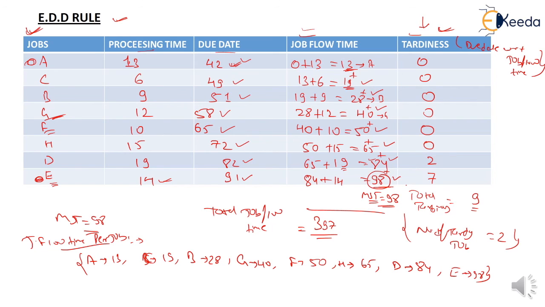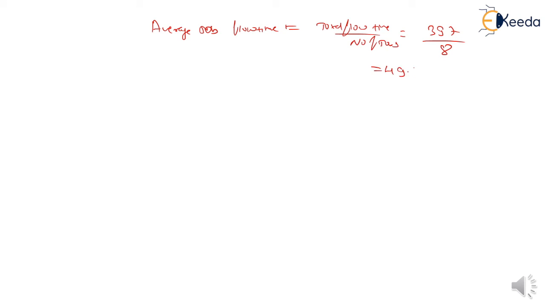With the help of the EDD rule, the number of tardy jobs is reduced and total tardiness is also reduced. Okay students, let's move on. The question asks for the average job flow time, which is nothing but total job flow time with respect to the number of jobs. The total job flow time is 397 and the number of jobs is 8. So how much? 49.62 is the average job flow time per job.